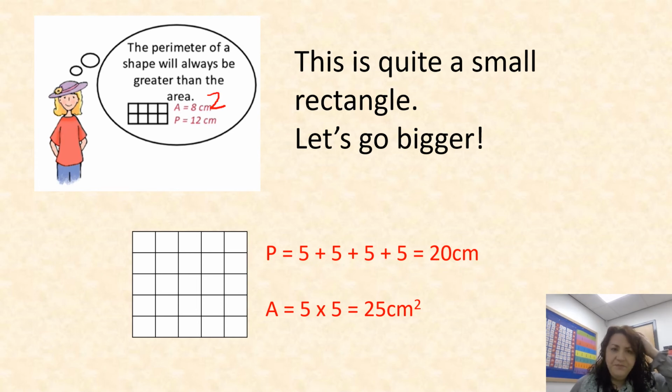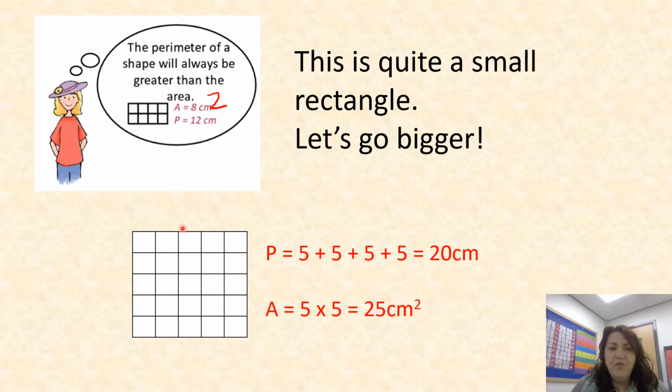Okay. So that's quite a small rectangle. So we're going to think bigger. And I thought, well, what about if I go for one that I think, right, let's go bigger. Rather than 2 times 8, I'm going to go bigger. So I decided to have a square that was 5 centimetres by 5 centimetres. So I drew out that square, which is also a rectangle, don't forget.